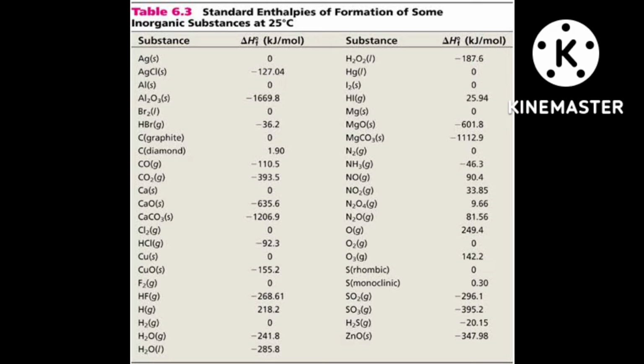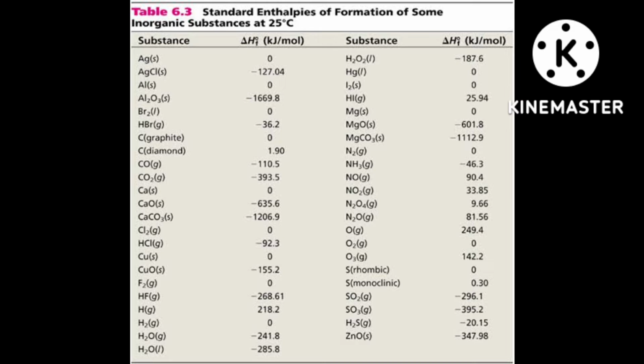Then barium carbonate, its value is minus 1216 kilojoule per mole, and calcium carbonate, its value is 1206.92 kilojoule per mole. It is slightly less. That's why barium carbonate is stronger than calcium carbonate. Keep the values in mind. If you have pen and paper with you, you can note them down also.